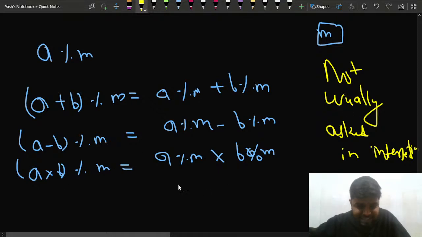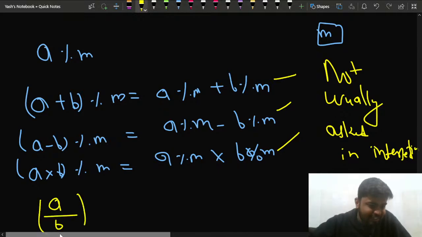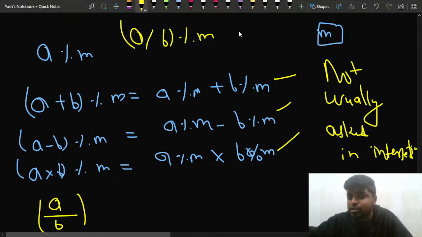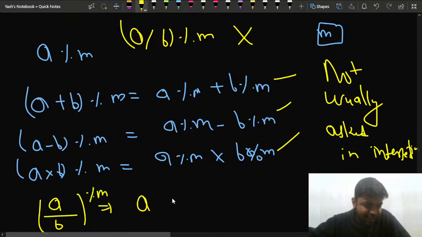So now the thing is that this is perfect. But if you do a divided by b, that is a by b modulo m, then you cannot write it like the way we do, otherwise you'll get a wrong answer, right? What you will do is, if you have to do mod with this, you'll write a into b to the power minus 1, right? You will write b in this particular way.